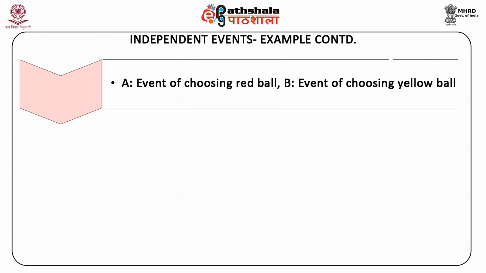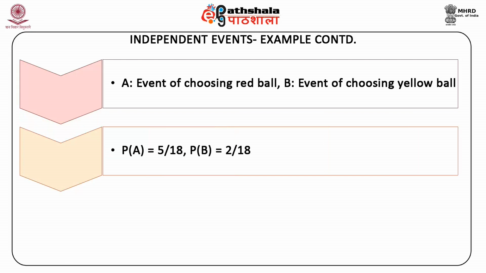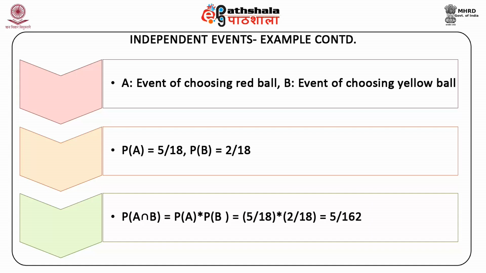Let A be the event of choosing a red ball and B be the event of choosing a yellow ball. Therefore, probability of A is equal to 5 by 18 and probability of B is equal to 2 by 18. Since A and B are independent events, their joint probability is the product of their individual probabilities, that is, P of A intersection B is equal to PA into PB, which is equal to 5 by 18 into 2 by 18, which is further equal to 5 upon 162.